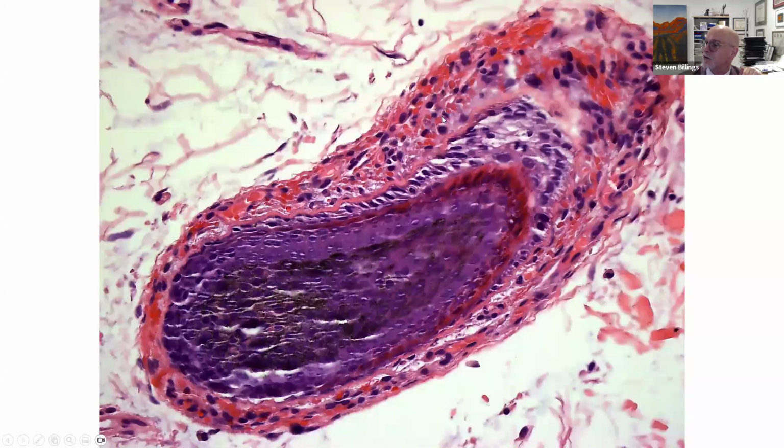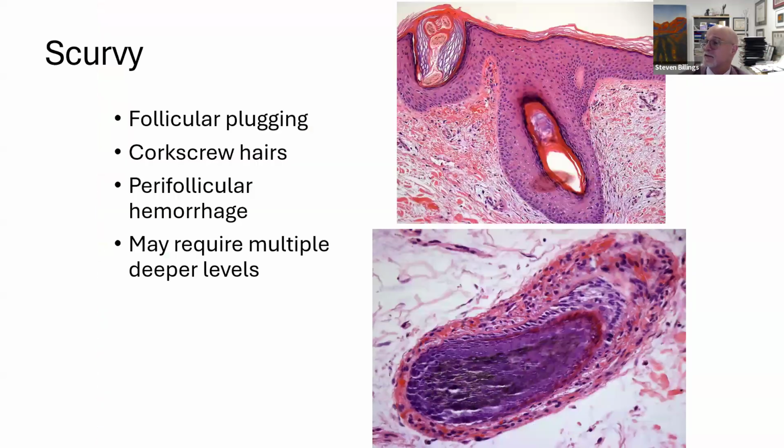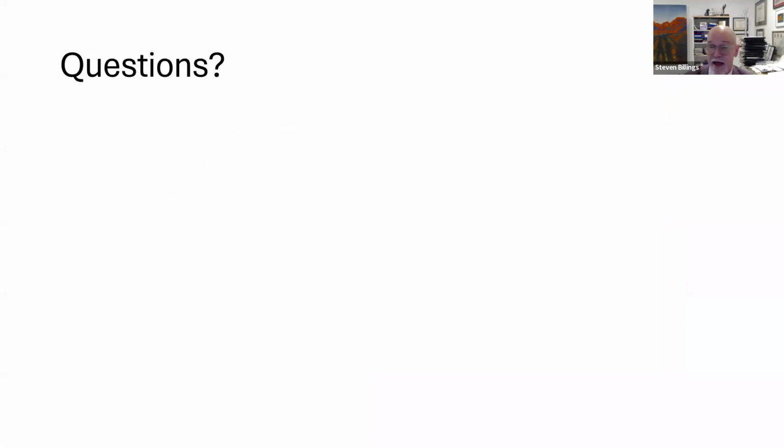And here's another follicle with prominent hemorrhage around it, and that's a clue to the diagnosis of scurvy. Again, not very common, but it is so characteristic that if you see it, you can save a patient's life pretty easily. So remember, follicular plugging, corkscrew hairs, perifollicular hemorrhage. To demonstrate the perifollicular hemorrhage, it might require multiple deeper levels on your tissue block. And with that, I'll end and I'll take a couple questions before I have to go off to a meeting.